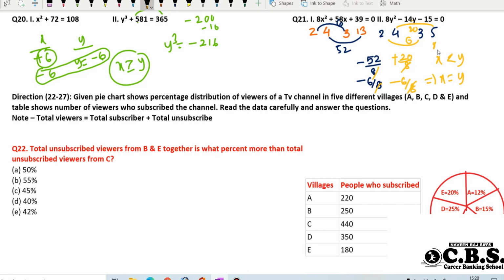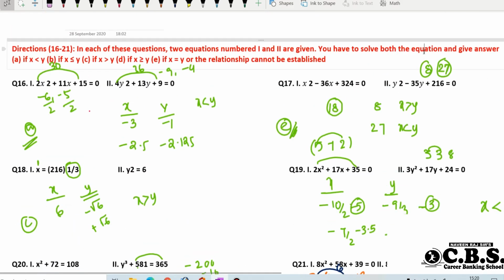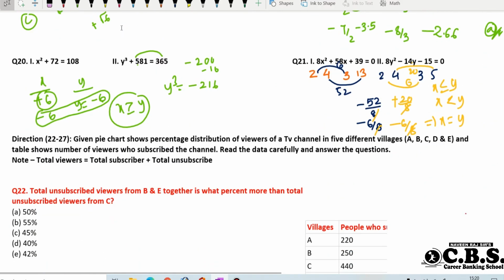So definitely what's your answer? X less than or equal to y. Which option is the right answer? X less than or equal to y, option B is the right answer. So take B as the right answer. This is the process to answer the question. I hope you understand this one.